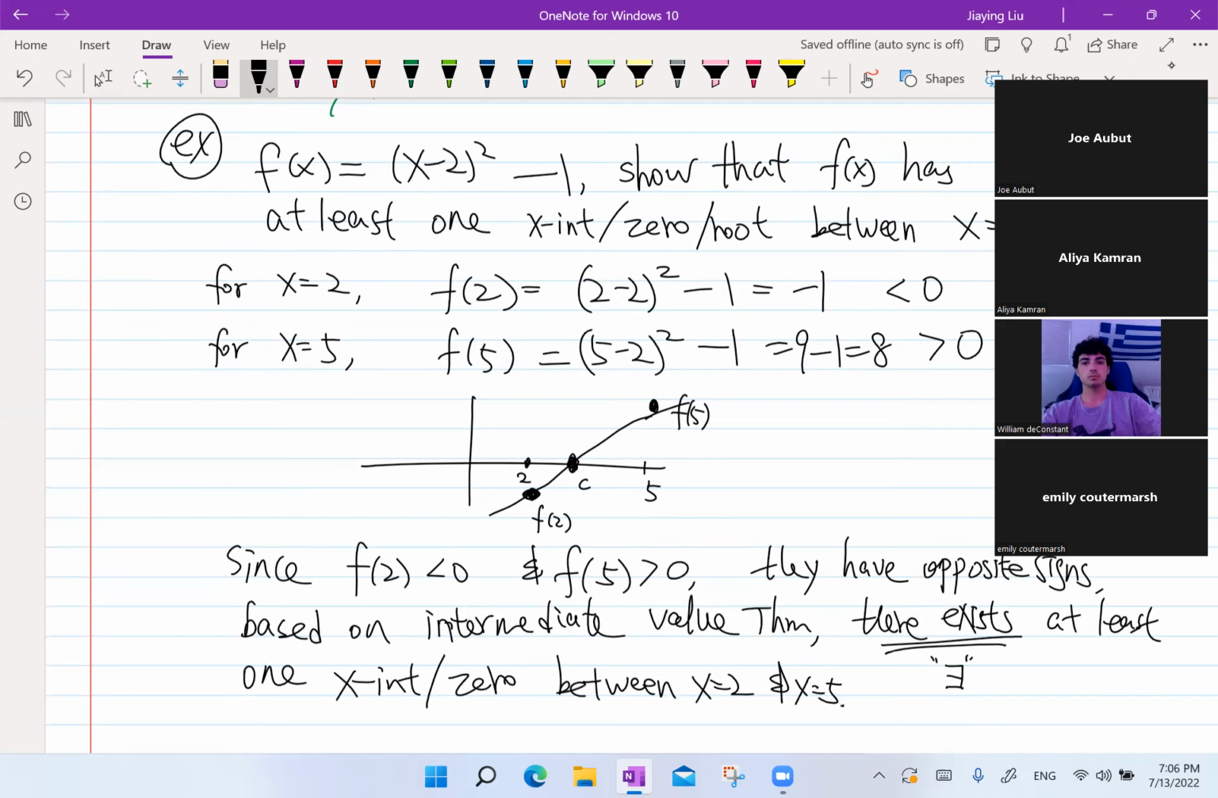So that's all we have to do for this example. We don't need to find the actual x-intercept. We just want to show that if we know two x values, one gives us a positive y and one gives us a negative y, then somewhere in the middle there must be an x-intercept corresponding to y equals 0.